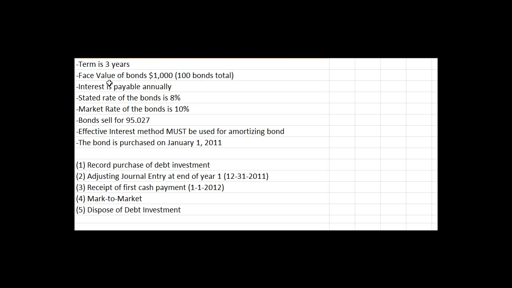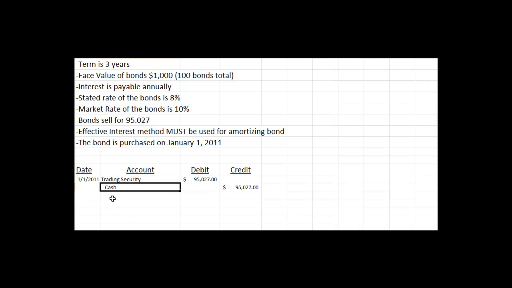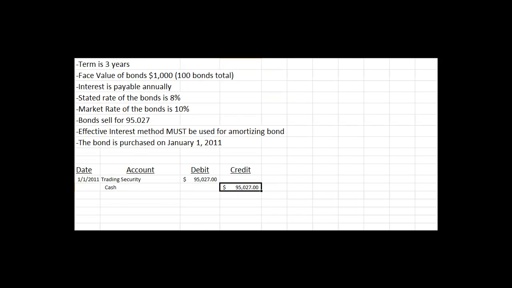So here's the problem that's been given to you, and the requirements that are asked. I'll just quickly go to recording the purchase of the debt investment at acquisition. The only change here is it goes to a trading security account rather than available for sale or held to maturity. Otherwise the dollar amounts are exactly the same, whether we call it any of these three. This portion of the problem is very easy.